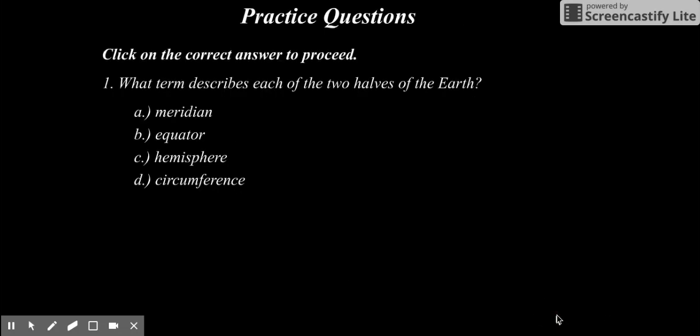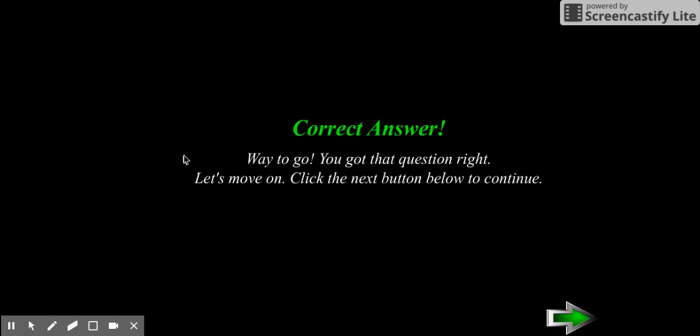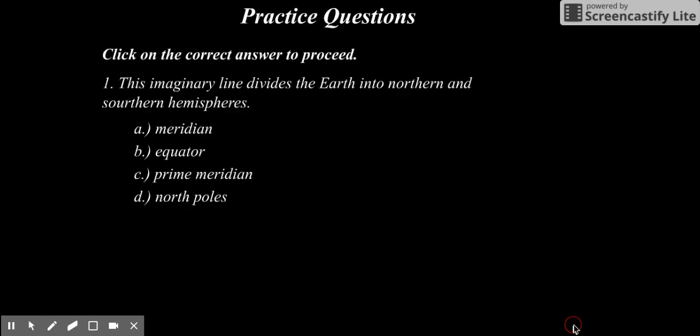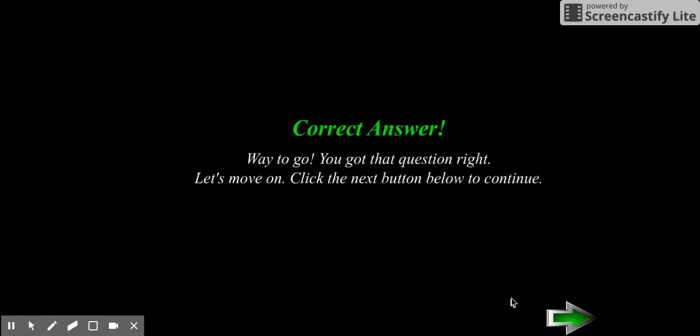Here's a practice question. What term best describes each of the two halves of the Earth? The correct answer is hemisphere. Let's move on. This imaginary line divides the Earth into northern and southern hemisphere. Correct answer is equator.